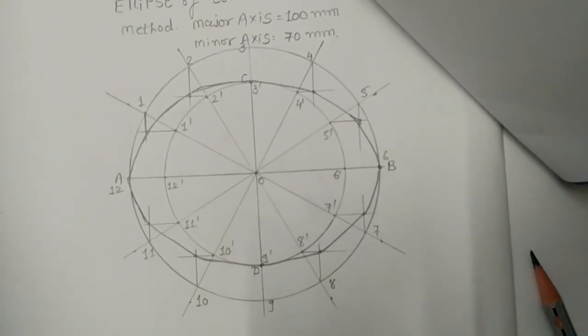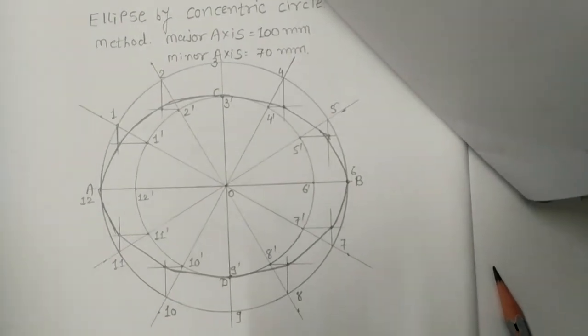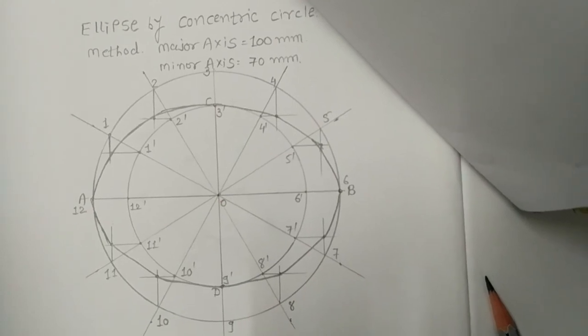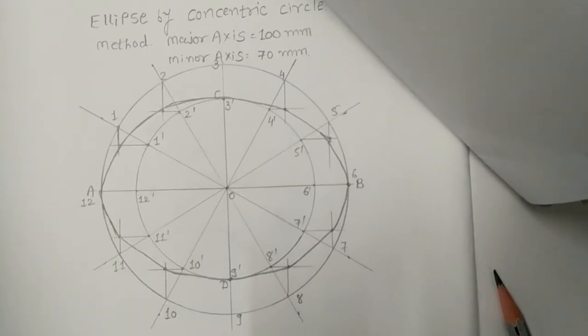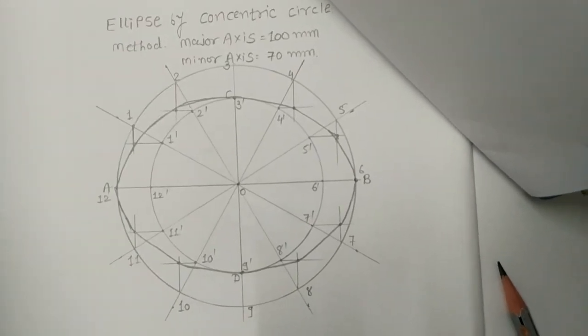Notations and dimensions are required to be marked in your examination along with your drawing. So it's the first method to draw an ellipse by using the concentric circle method. Major axis 100 mm and minor axis 70 mm.